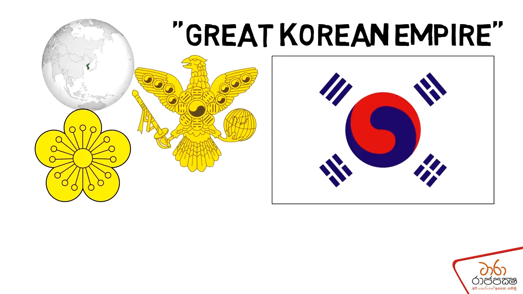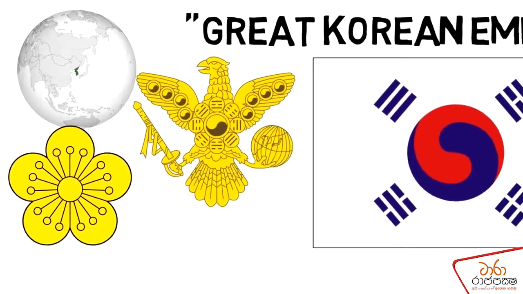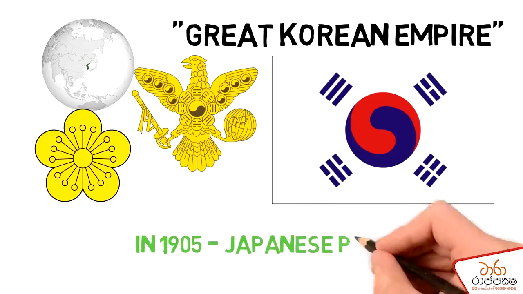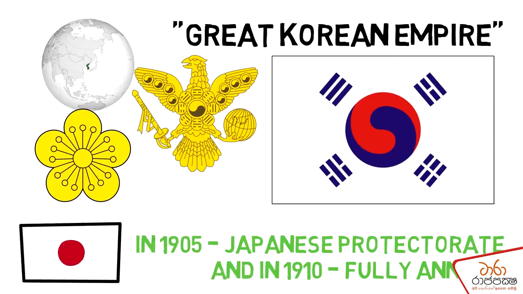The imperial emblem, on the other hand, became an eagle with many Taeguk circles in it. In 1905, Korea became a Japanese protectorate, and in 1910 they were fully annexed by the Japanese Empire, beginning 35 years of colonial rule. After World War II, with the capitulation of Japan, Korea regained its independence.